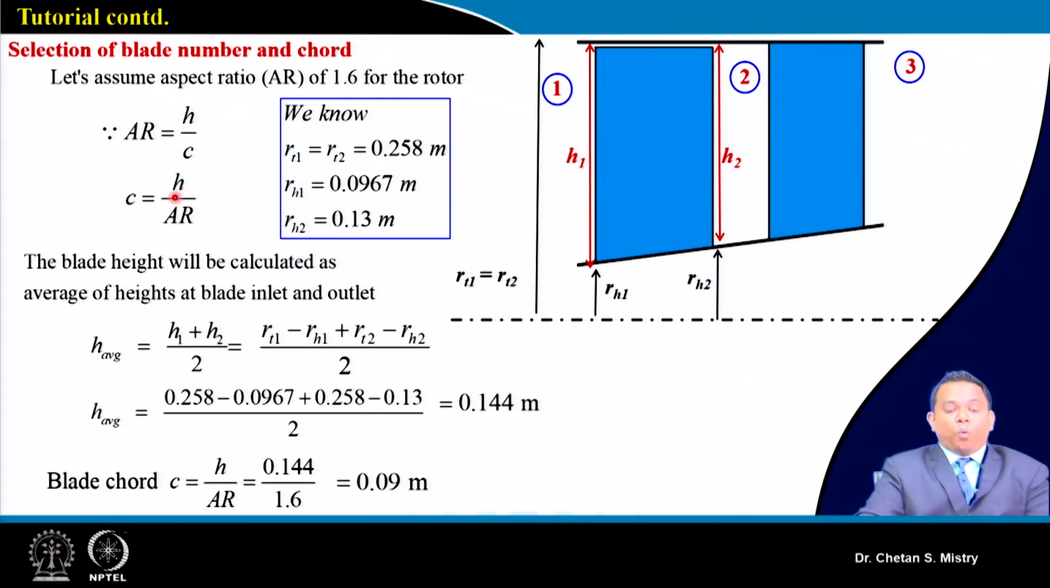Okay, now once this is known, we need to come up with a very important parameter, that is the chord, and we can calculate the chord based on h by aspect ratio. This is coming as, say, 0.09 meter.